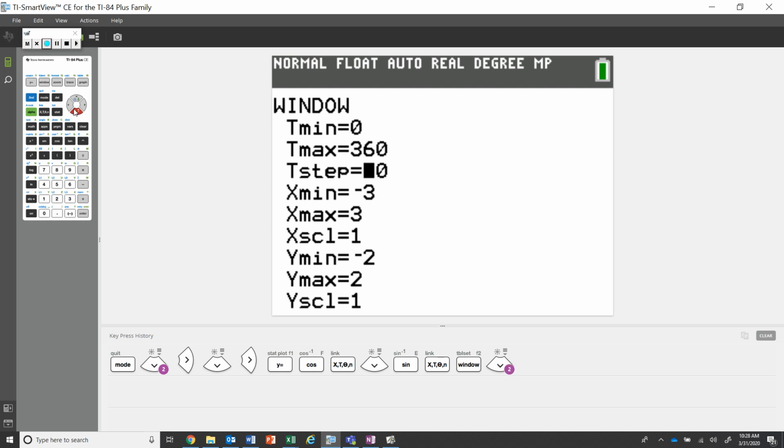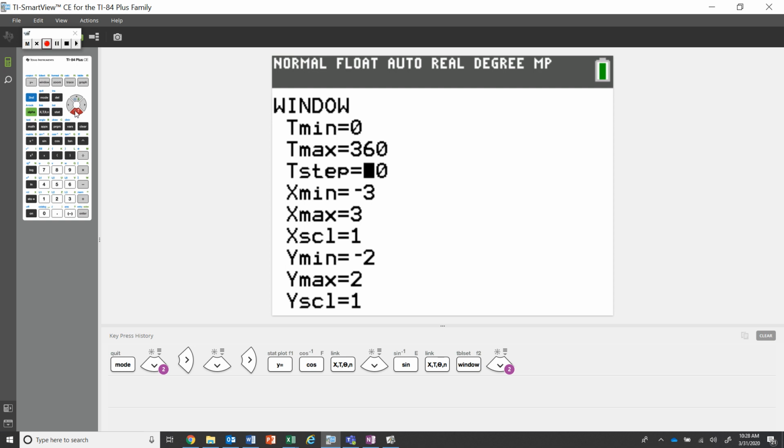And now for my t step, remember that's just how it's tracing along the curve. And so I'm just putting 30 in there. You could put 15. It doesn't really matter too much. I'm just going to use 30 because it's going to be one easy example to show what happens at 30 degrees. But that could be a variety of different things.